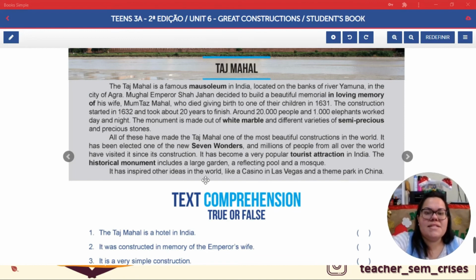It has inspired other ideas in the world, like a casino in Las Vegas and a theme park in China.